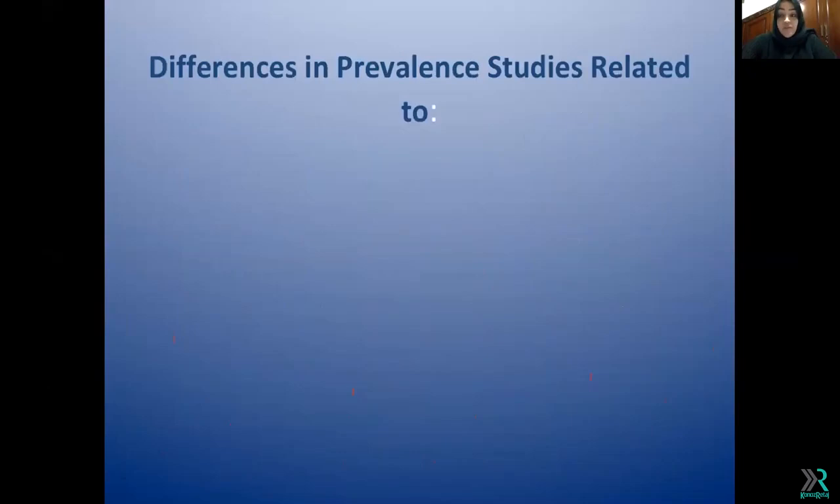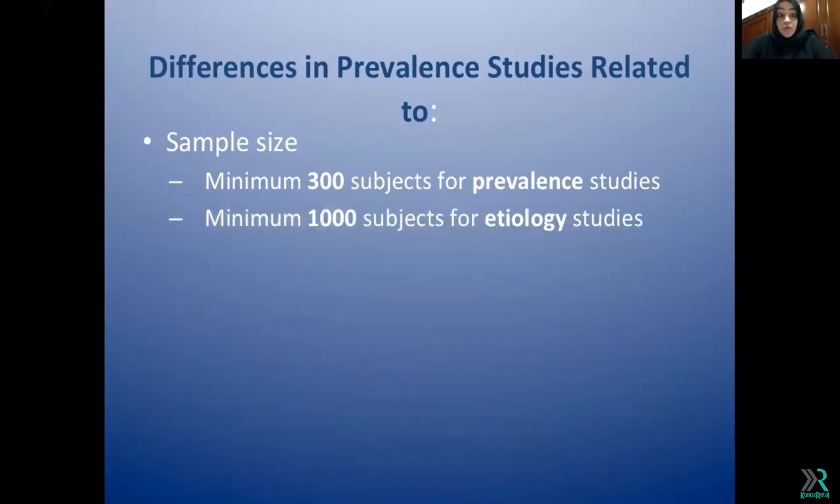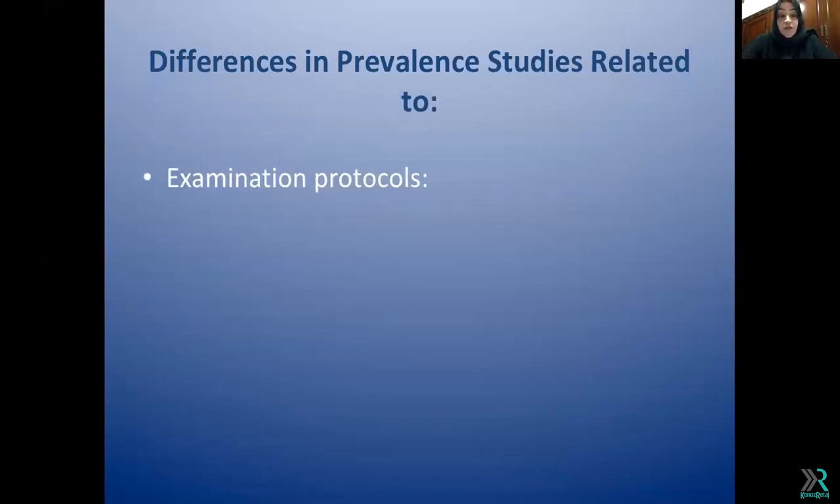So summarizing these differences, the differences are related to the sample size. It was suggested to have a minimum of 300 subjects for prevalence studies and 1,000 subjects for etiological studies. We have differences due to examination site and the age of the subjects. The ideal age to perform MIH examination is 8 years of age. There is also variation in the examination protocol.